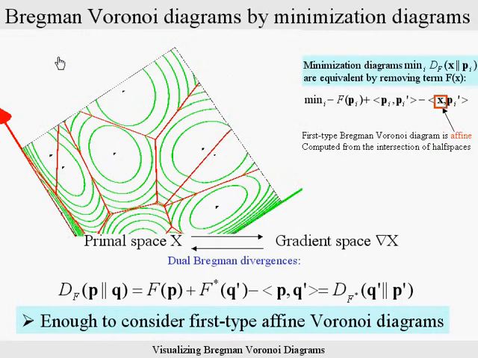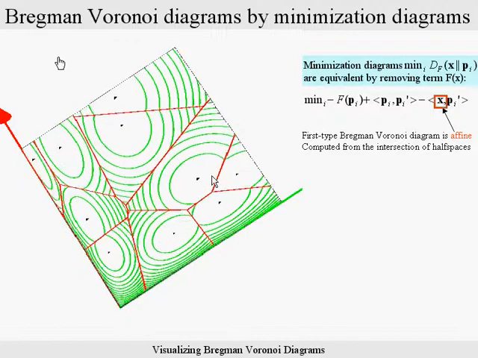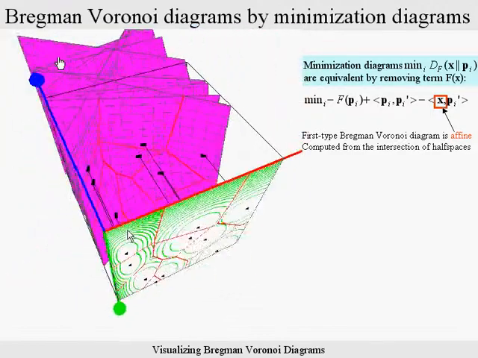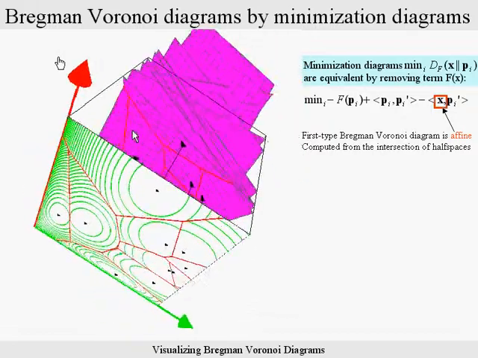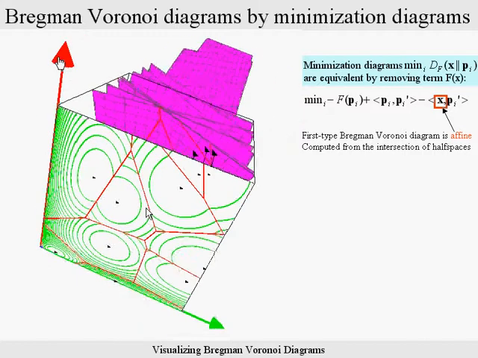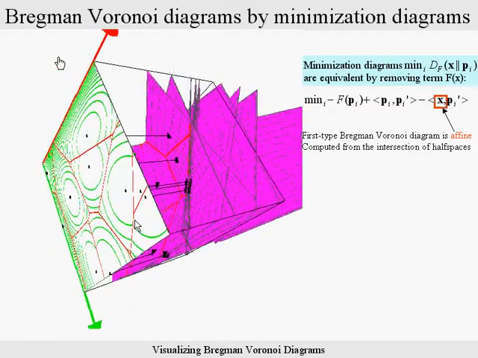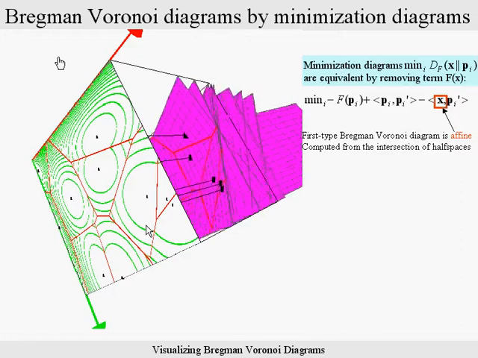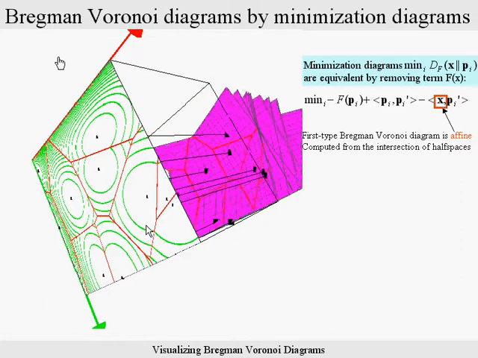We can also define Voronoi diagrams by considering the minimization diagram obtained from the induced distance function at each site Pi. By removing equivalent terms in all equations, we find a set of hyperplanes which define a Voronoi affine diagram. This is illustrated in the following figure.